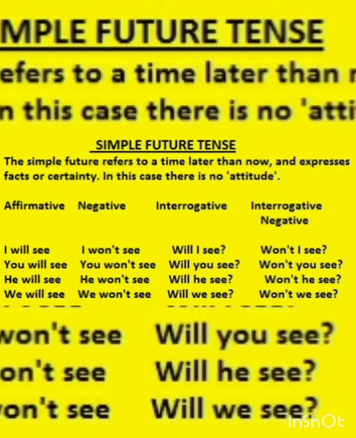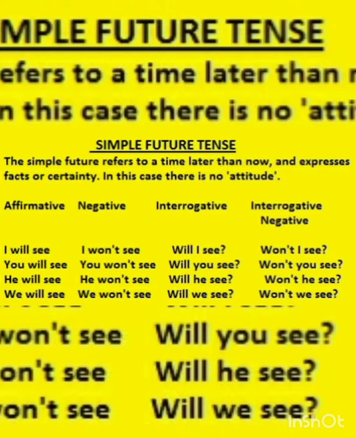Now let us learn future tense. I told you in future again there are 4 types. Those are simple future tense, future continuous tense, future perfect tense, and future perfect continuous tense. And now I would like to speak about simple future tense.